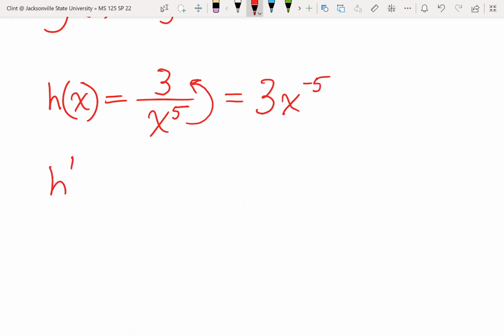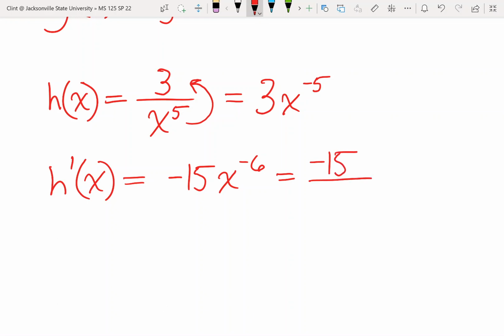So now if we want the derivative, we can just use the power rule like we had before. We have to be careful with the signs. Negative 5 times 3 would give us negative 15. And then we'll have negative 5 minus 1, so we'll get negative 6. And then if we had a good reason to get rid of the negative exponent, we could. It would be negative 15 over x to the 6.